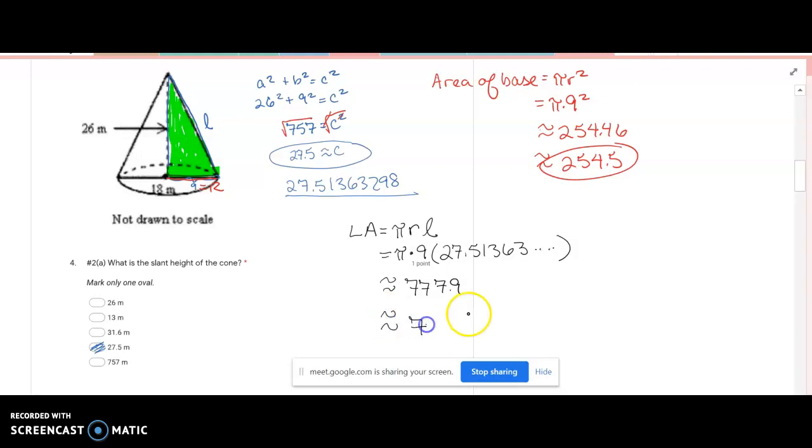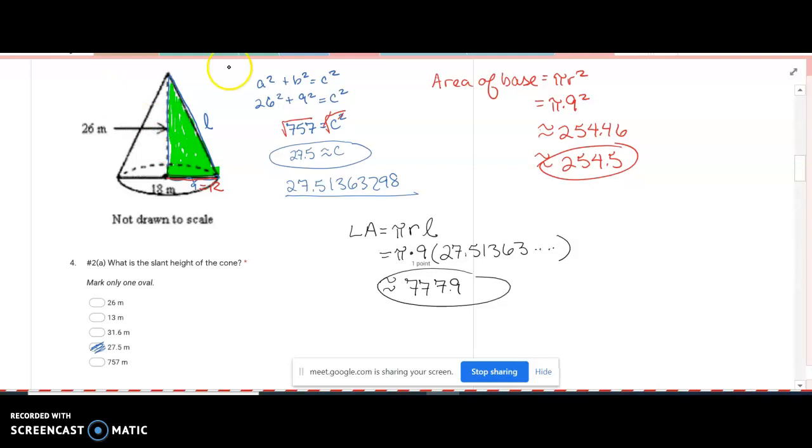So this was our final answer here. So this was part A. This was part B. And this was part C of number 2.